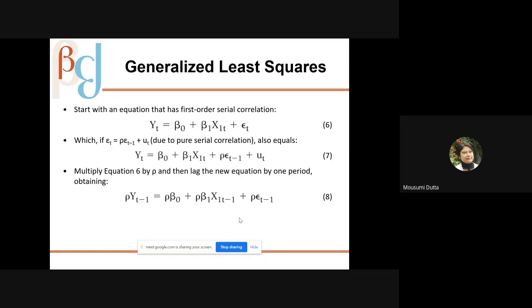Then similarly write the second term. Beta 1 into x1t minus rho into x1t minus 1. So I hope everybody could do up to this. And finally the error term: epsilon t minus rho epsilon t minus 1. So everybody is getting that the error term is epsilon t minus rho epsilon t minus 1. This is nothing but equal to ut.